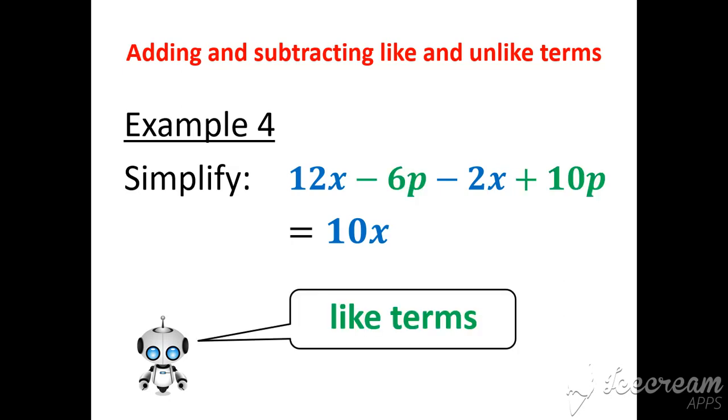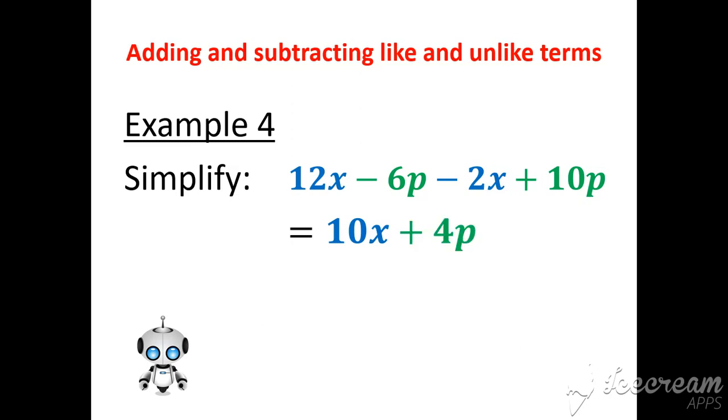Here's another set of like terms. Minus 6p plus 10p. My p's are like. So I'm going to go minus 6 plus 10. Minus 6 plus 10 makes positive 4. Think of your integer skills. Minus 6 plus 10 makes positive 4. So I'm going to write down plus 4p.